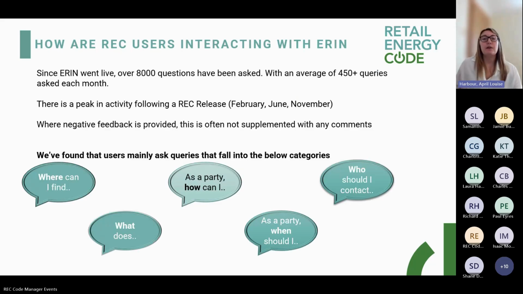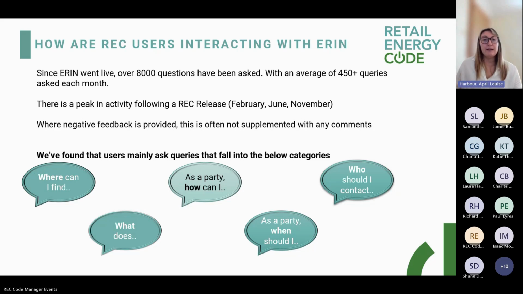Great. So as we say, ERIN was introduced in October 2023, and since then the code manager has been analysing users' interactions with it. As of the end of March of this year, there were over 8,000 individual queries that had been asked. This averaged roughly to about 450 per month. We do tend to see peaks and troughs, namely seeing those peaks when a new REC release has been implemented. As we might expect, ERIN's a much easier mechanism to find out the latest information.